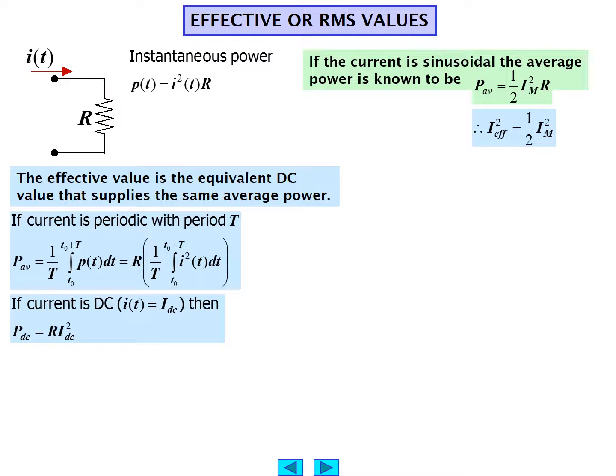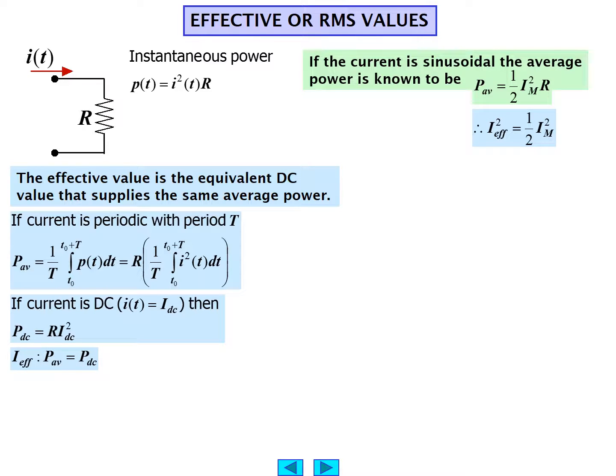If current is periodic with a period T, then the average power is 1/T times the integral from some point t0 to t0 plus T of p of t dt. So we could then substitute the definition that we had, which was R times 1/T times the integral now of the square of the current over the same interval. If the current is DC, then we know that i of t is I DC, and we reduce to the formula that we're used to from DC circuits. The power is I R squared, or if you will, R I squared.